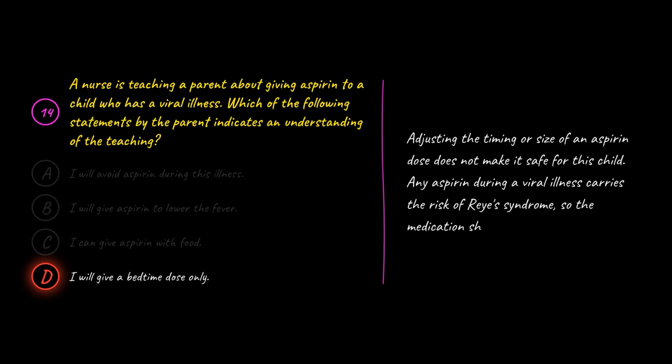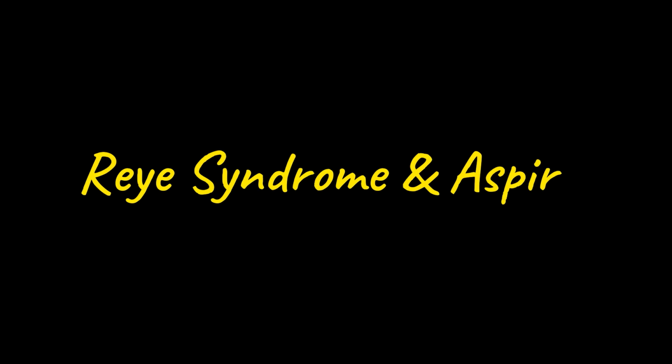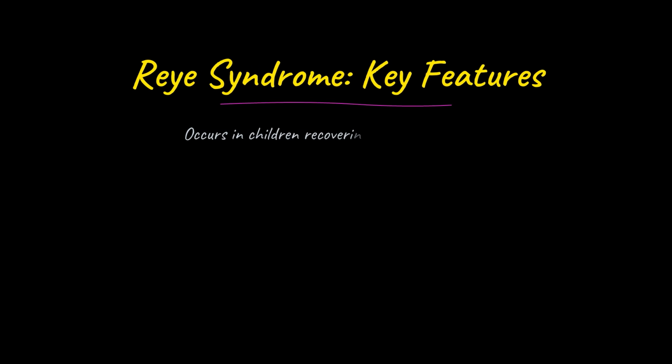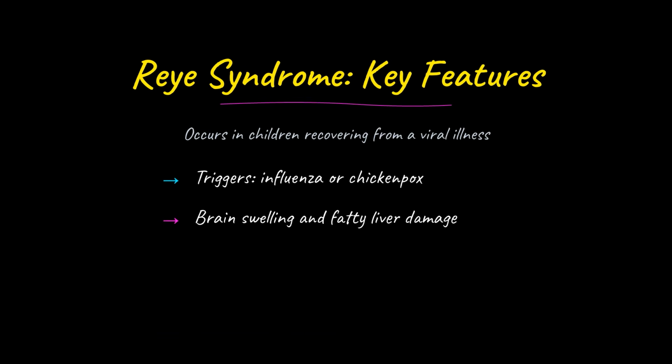entirely rather than rescheduled. Reyes syndrome is a rare but serious illness in children involving sudden brain swelling and fatty liver damage. Understanding it comes down to one critical drug-disease interaction that changes how we treat fevers in kids. Reyes syndrome follows a recognizable pattern. A child is recovering from influenza or chickenpox. Aspirin is given for the fever, and a crisis of brain swelling and liver failure follows.